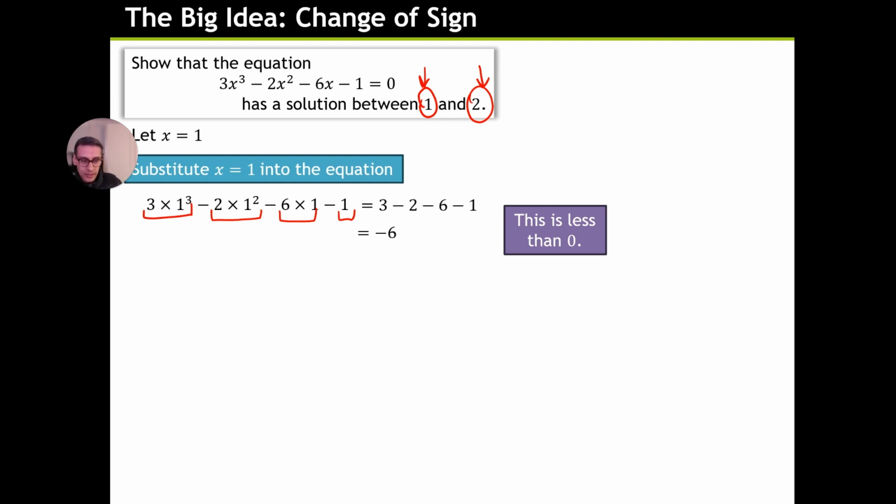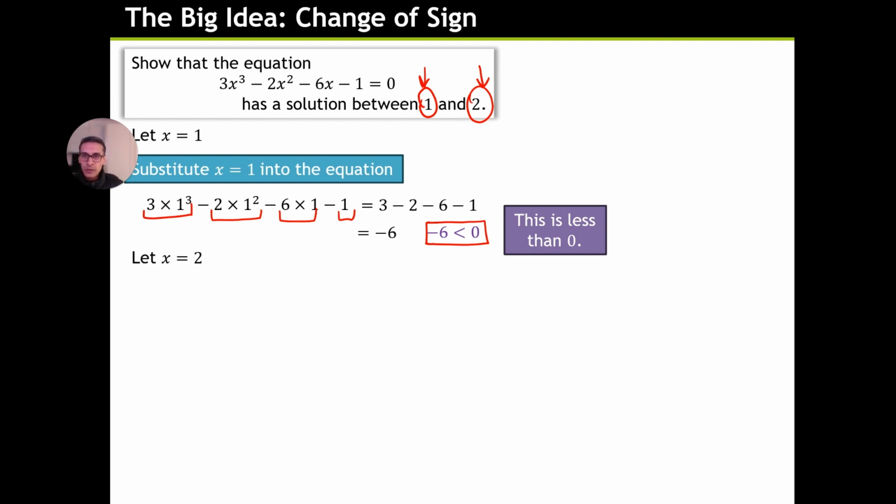And we need to write this explicitly in mathematical notation. We're going to use inequality signs to do this. So in other words, -6 is less than 0. This is another way of saying -6, or our output is negative.